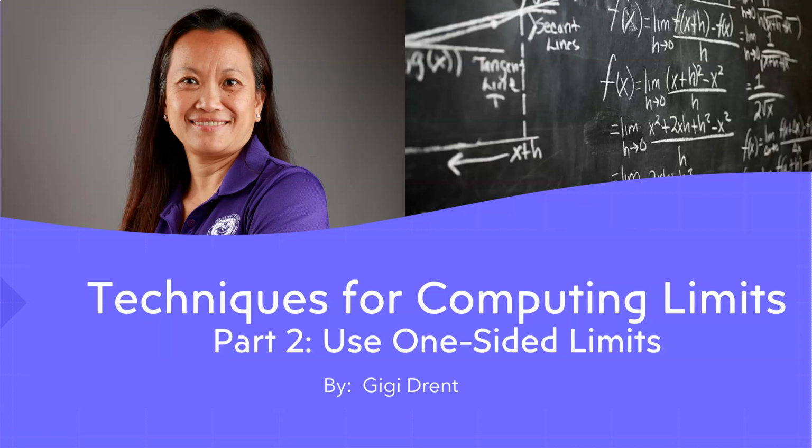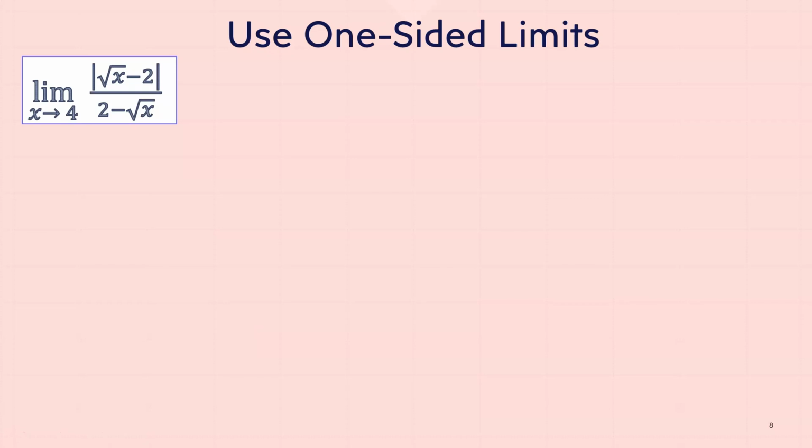This is using one-sided limits. Okay, so when do you use one-sided limits? When you have problems like these here that involve absolute value. Well, what do we know about absolute value? We know that the absolute value of some number is itself if it is positive. It is its opposite if it is negative, and that's the definition of absolute value.